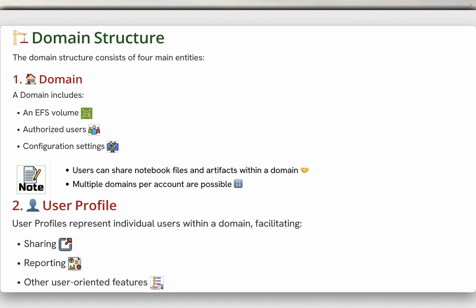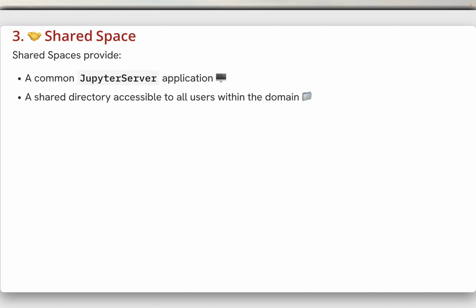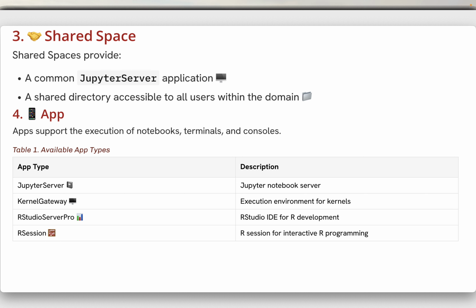Then user profile. User profiles represent individual users within a domain, and this facilitates sharing, reporting, and other user-oriented features. Basically, user management is done through user profiles. Shared space. A shared space provides 1. A common Jupyter server application. 2. A shared directory accessible to all users within the domain.